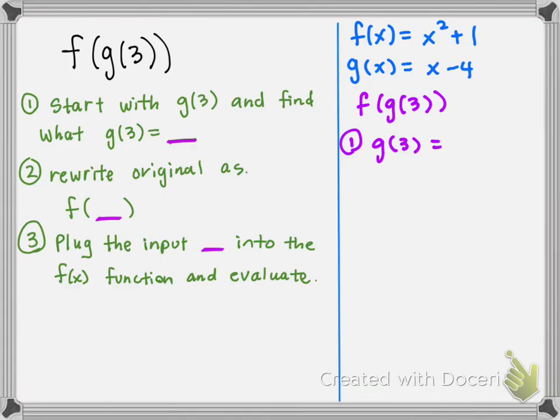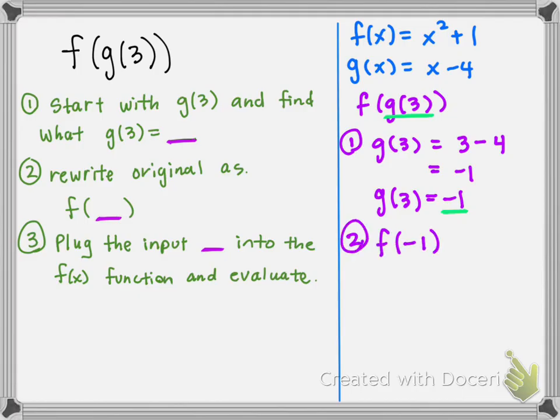Well, I plug that into my g function and I get 3 minus 4, which is negative 1. Now, I now know that g of 3 is equal to negative 1. So I can come back to the original statement, which says g of 3 up here. Let me get a very different bright color. g of 3, and I can replace that with negative 1. So really, step 2, I'm doing f with an input of negative 1.